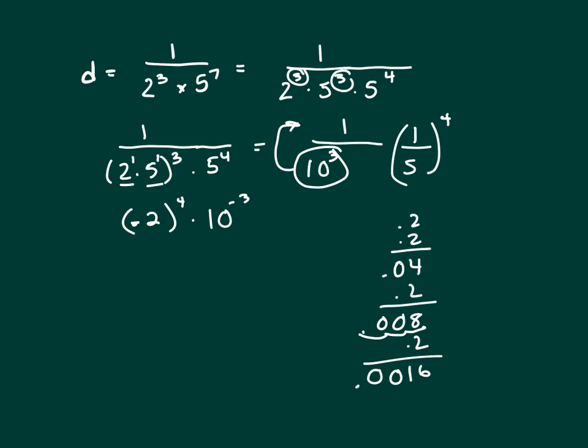There it is, 0.0016. So we can stop right now, because we already know we're going to have 2 non-zero digits. We've got 0.0016 times 10 to the negative 3. That right there is what we're looking for. So the answer is 2, which is B.